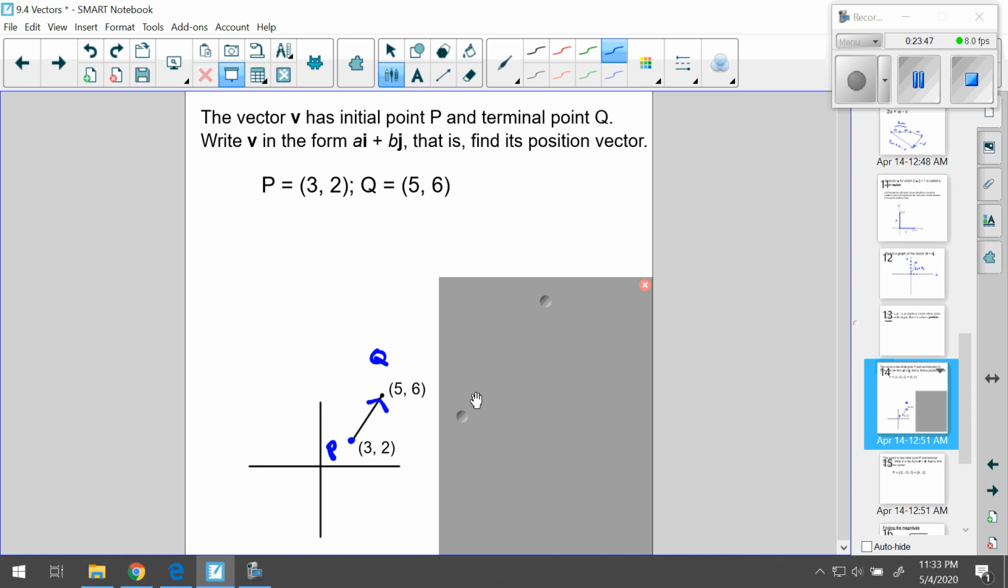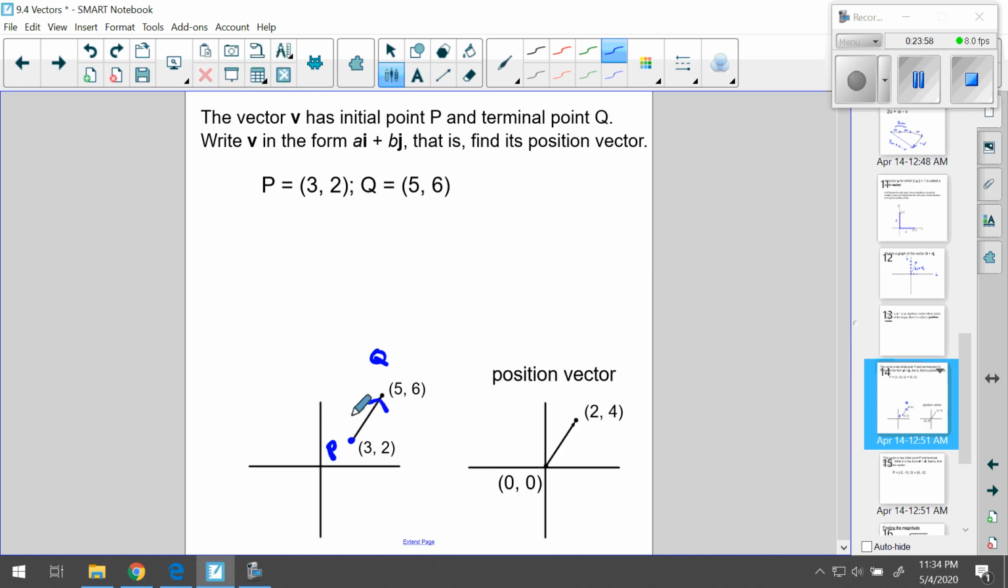All they want us to do is find the vector that's equal to this one but starts at the origin. Essentially what we're doing is picking this vector up and translating it, or sliding it down to the origin. If I were to do that, my new coordinates would be (0, 0) and (2, 4). And so (2, 4), if I wanted to write it in the ij form, I would say over 2, so 2i plus 4j.